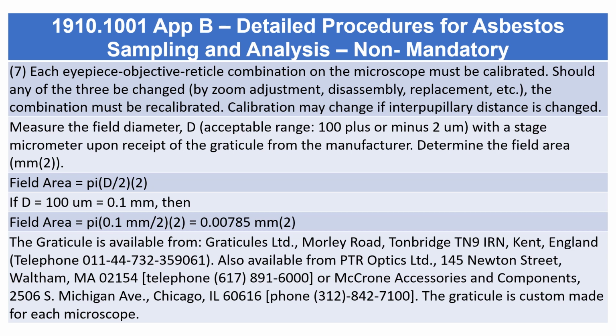The graticule is available from Graticules Limited, Morley Road, Tonbridge TN9 1RN, Kent, England, telephone 011-44-732-359061. Also available from PTR Optics Limited, 145 Newton Street, Waltham, Massachusetts 02154, telephone 617-891-6000, or Macron Accessories and Components, 2506 S. Michigan Avenue, Chicago, Illinois 60616, phone 312-842-7100. The graticule is custom made for each microscope.